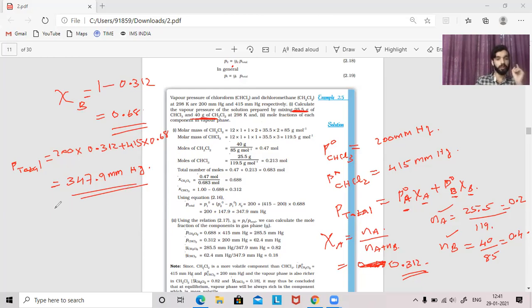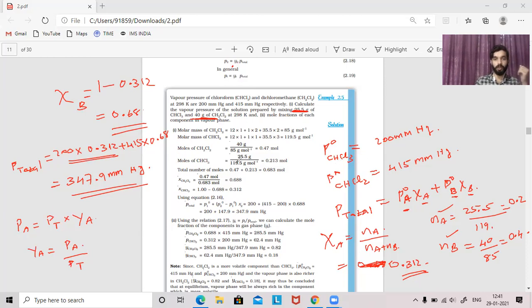Okay, then there is one more part to the question. What are the mole fractions of chloroform and dichloromethane in the vapor phase? What is that? They are asking for the Ya and Yb that we discussed. So we know Pa is equal to P total into Ya, the mole fraction of A in the vapor phase. So the mole fraction of A in the vapor phase is Pa divided by P total.